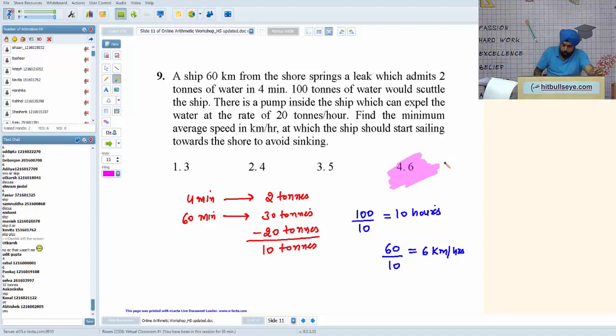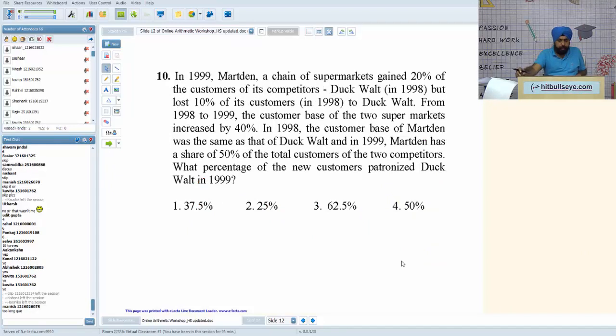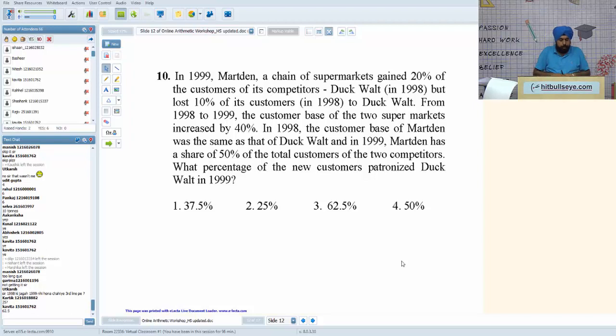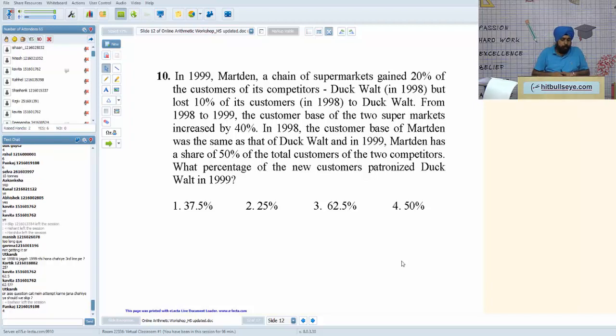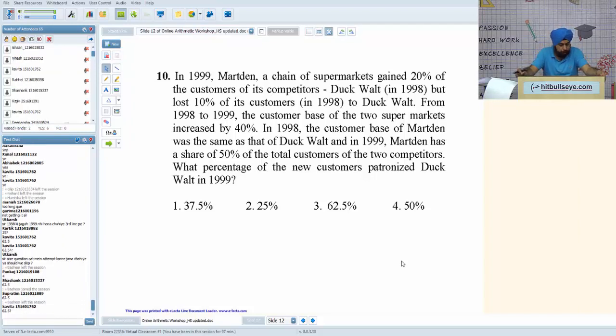Okay, students, let's go to the next question. This one, a very good question. Yeah, Manish, it's a very long question. Yeah, Garima, it's a tough question talking about 2 chains of supermarkets. One is Martin, one is Duck Vault. The customer base in the 2 years increases by 40%. The question is correct, Utkarsh. Utkarsh, you can never judge the difficulty level of a question just seeing it to be too lengthy. This question, when I explain, you will find it easy to understand.